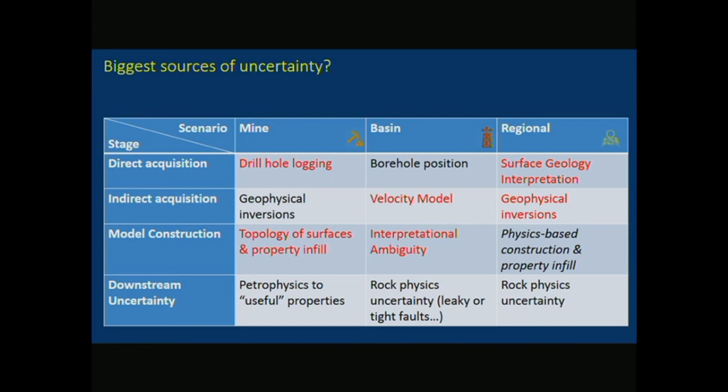Throwing money at a problem is always a good solution. If you could do 3D seismic across the whole of Western Australia, we would solve lots of problems, but that's not in the budget of Western Australia.